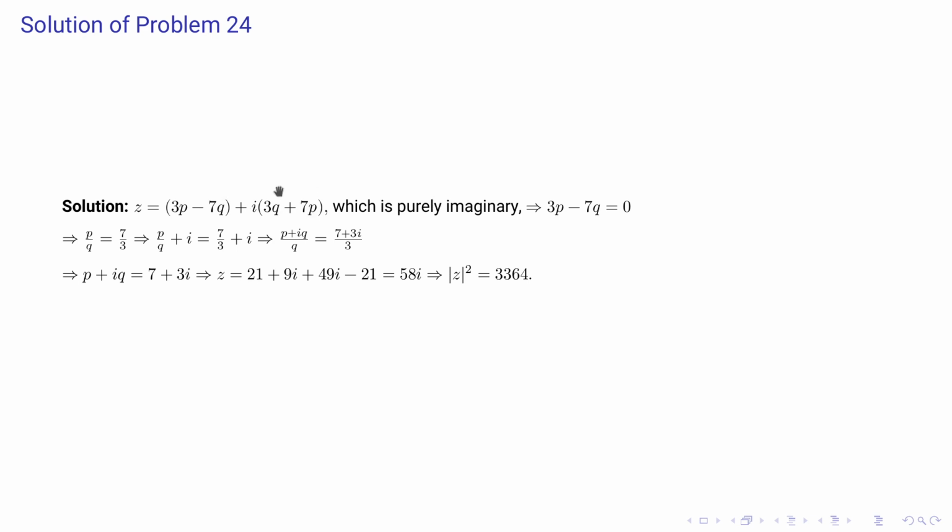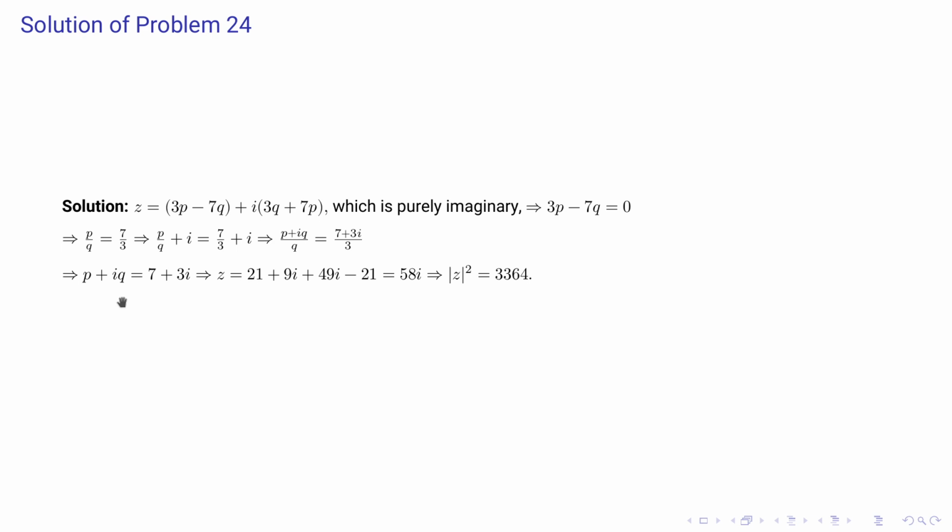Now this is purely imaginary. That means the real part will be 0, that is 3p minus 7q is equal to 0, which implies p by q is equal to 7 by 3. We add i to both sides, we get (p plus iq) by q is equal to (7 plus 3i) by 3. This implies that p plus iq is equal to 7 plus 3i.